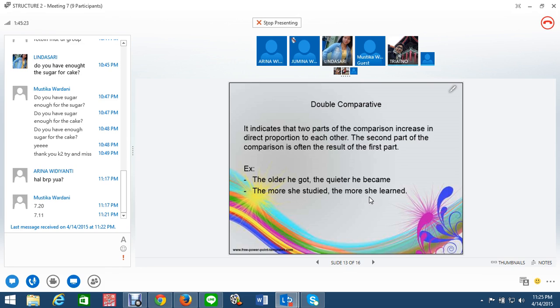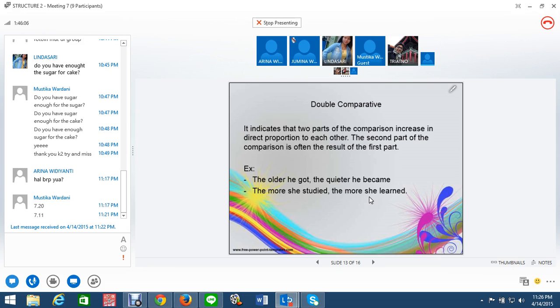Okay, so the second part is the result of the first part. Jadi the happier I am itu the result dari the more I get. Okay, next time we are going to discuss that. The thing that we have to know is the rule, how to make it. Jadi kalau pakai double comparative itu ada the comparative, and then the second part the comparative. Ada the more I get, the happier I am.